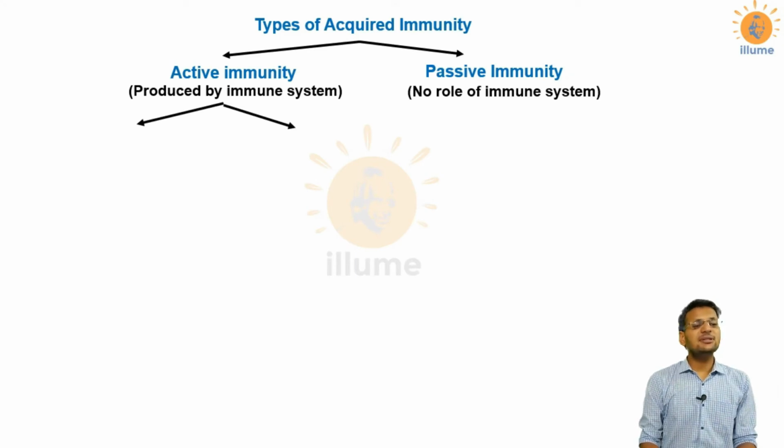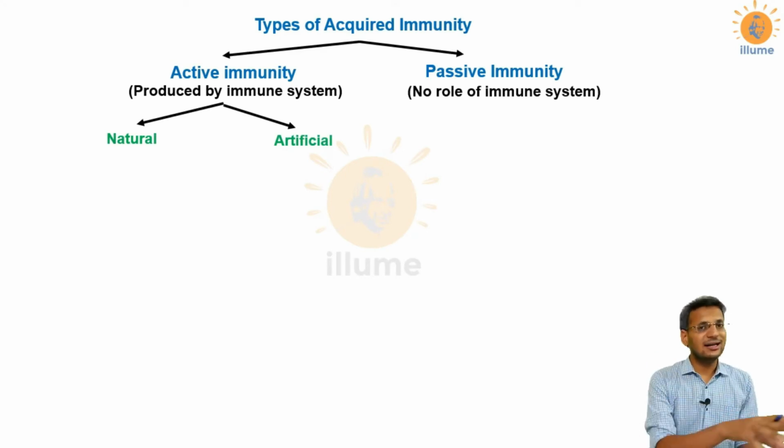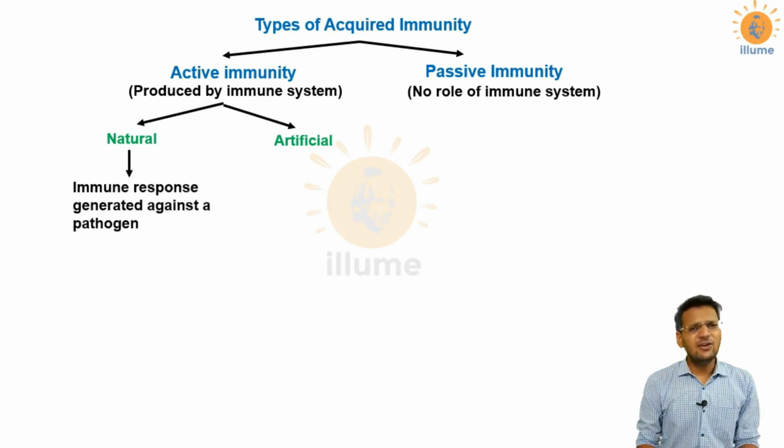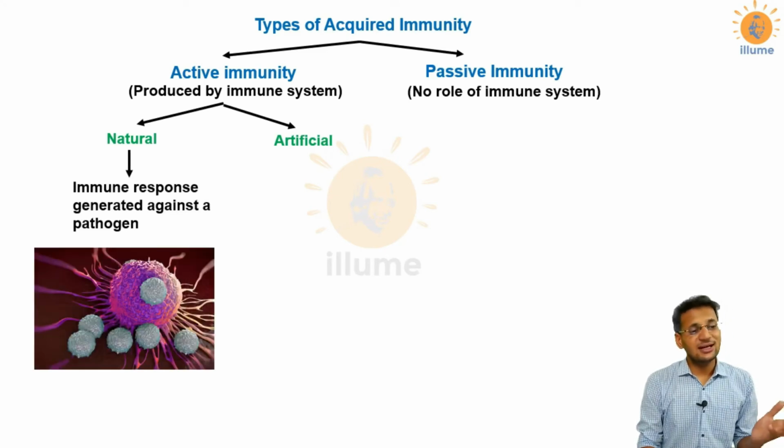I'll talk about the examples. Active immunity is again of two types: natural and artificial. In natural, the body itself is producing the entire effect. Like any infection by a pathogen would produce an immune response, and that immune response is a natural active immunity. But now listen to me carefully.